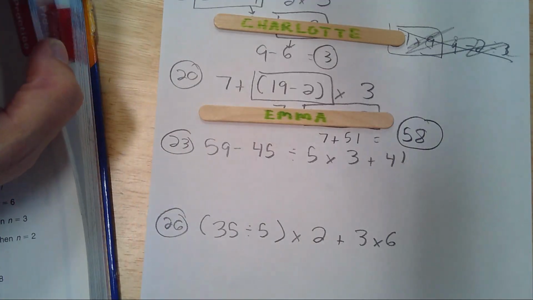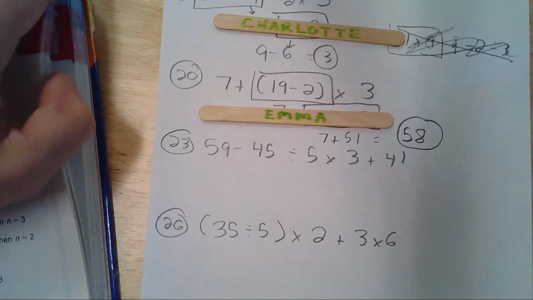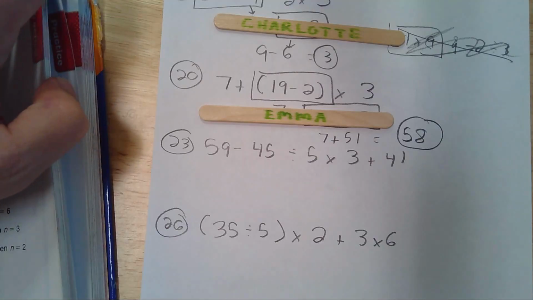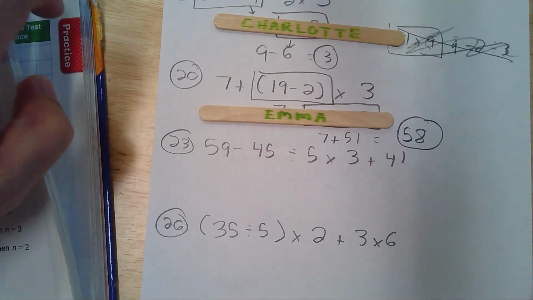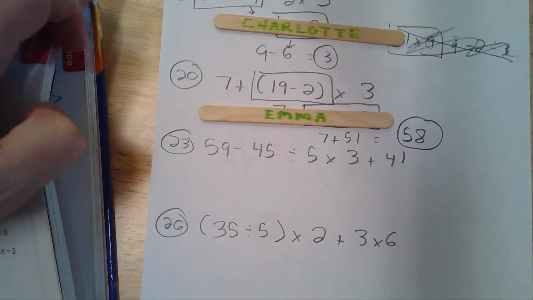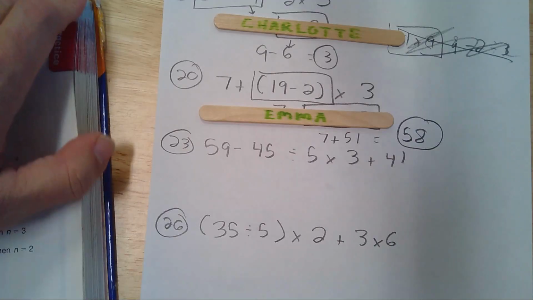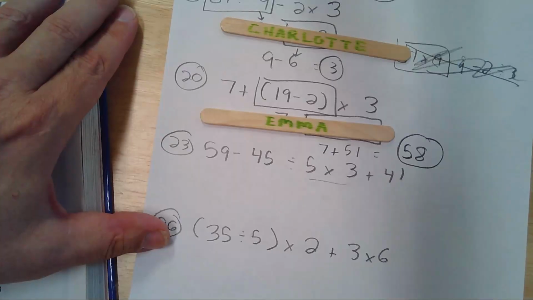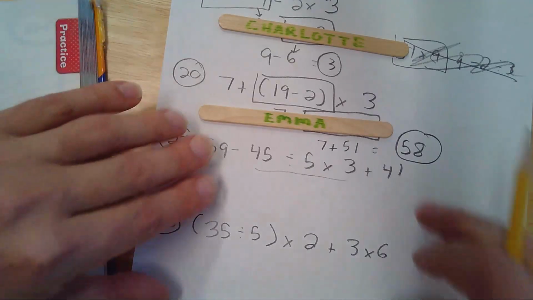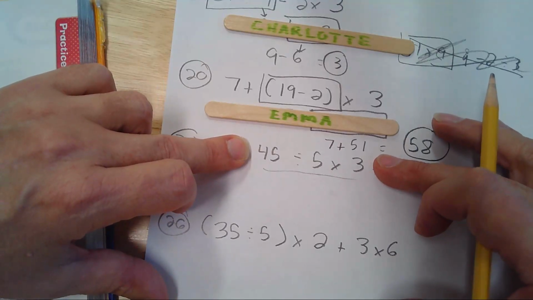What do we want to do first? What are we doing? 23, 22. Do I have any parentheses? Exponents? No. Multiplying or dividing? Yeah. Which ones? 5 times 3, and 45 divided by 5. Adding and subtracting I don't care about right now, because I got to do all my multiplying and dividing first.